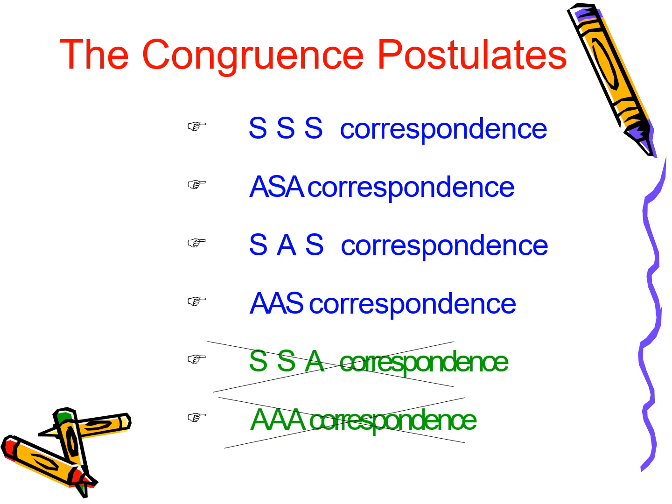There is one more criterion, that is right angle, hypotenuse, side. This condition we use only for right angle triangles, which we will discuss in the next video, and the questions based on all these criteria we will also discuss in the next video.